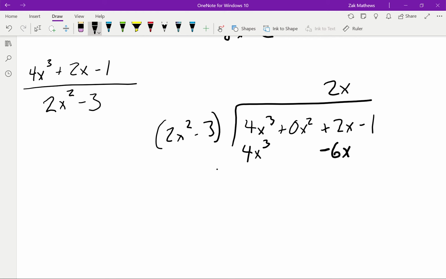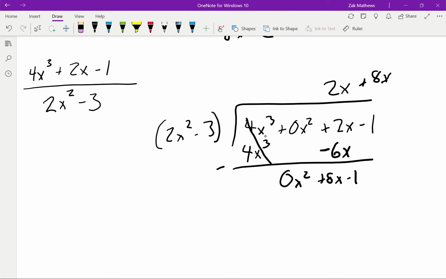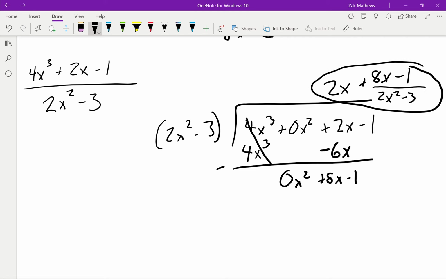And now when I subtract, they cancel. We're left with 0x squared. 2x minus a negative 6x turns into a plus 6x. That should be an 8x minus 1. So right away we're down to just the remainder. The 0x squared just goes away. So we can write this as 8x minus 1 over 2x squared minus 3. And so there is our answer.